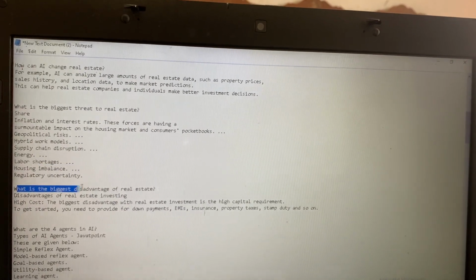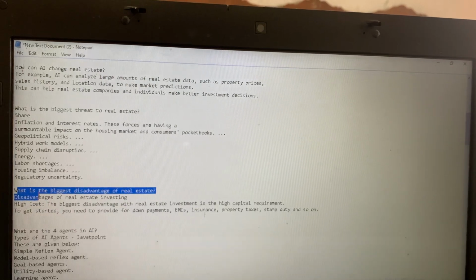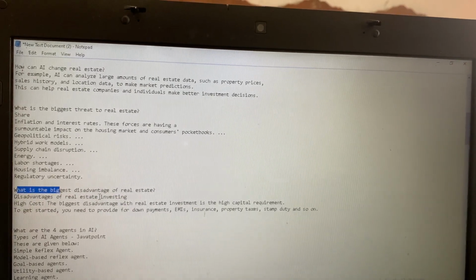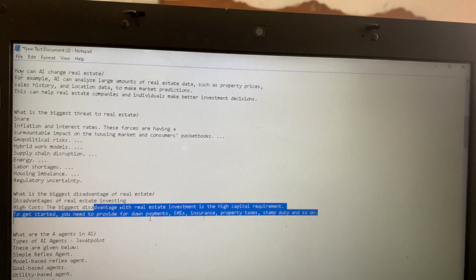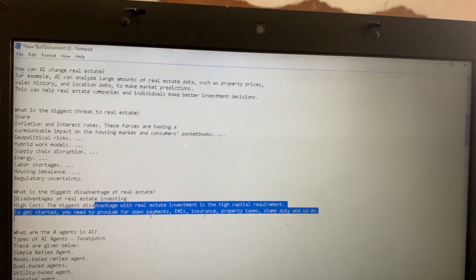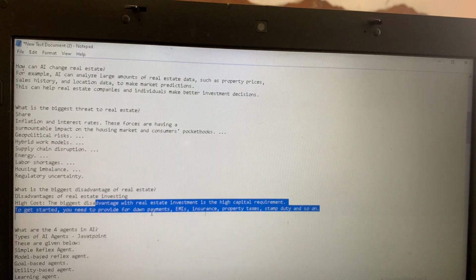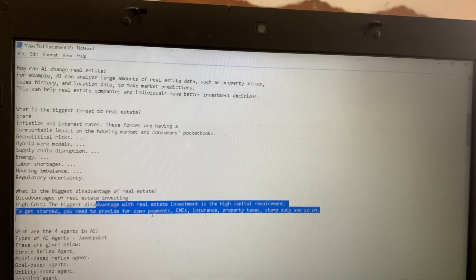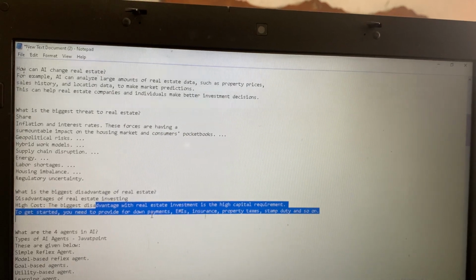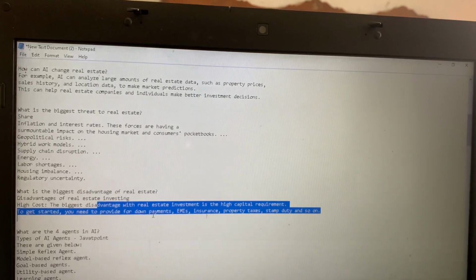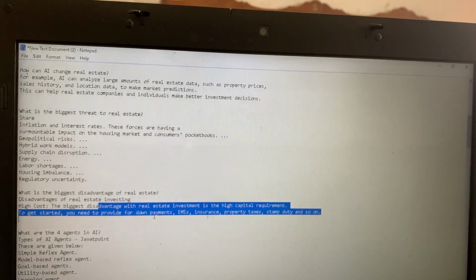What is the biggest disadvantage of real estate? The disadvantage of real estate is the high investment cost. The biggest disadvantage with real estate investment is the high capital requirement to get started. You need to provide for down payments, EMIs, insurance, property taxes, stamp duty and so on.